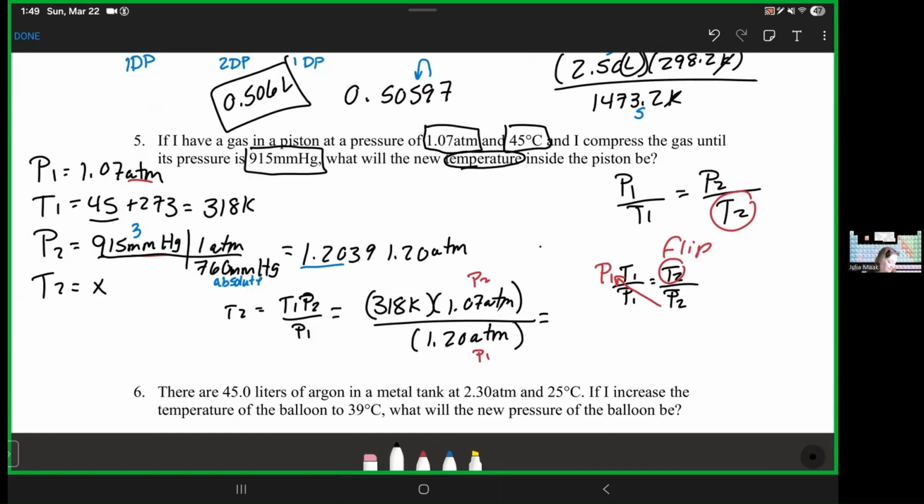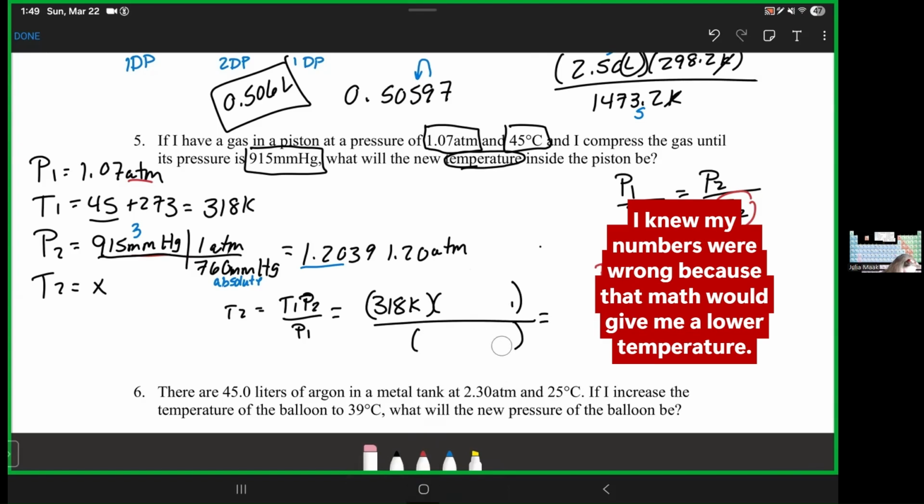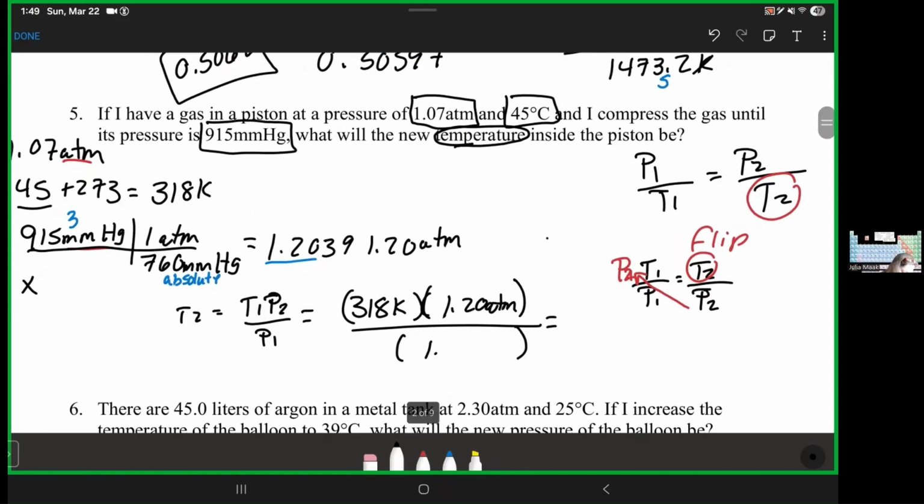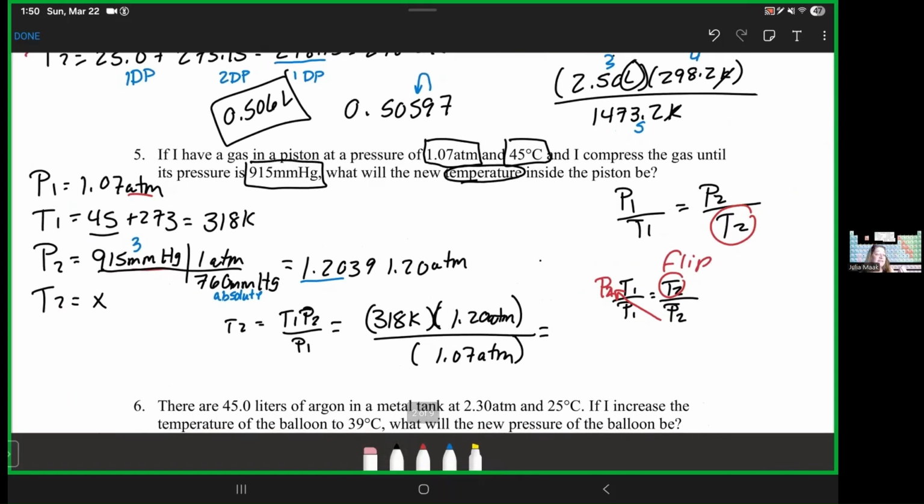Wait, our pressure went, hold on. Give me a second. I have these mislabeled. So my P2 was 1.20, and this needs to be P2 on the top. I knew something went wrong here. See, that's how you can look and be like, wait, that's going to go down. It should go up. Okay, so my P2 was the 1.20, and my P1 was the 1.07. I'm glad I made that mistake because that shows you really have to pay attention to your ones and your twos. My first pressure, my second pressure, my first temperature, my second temperature.